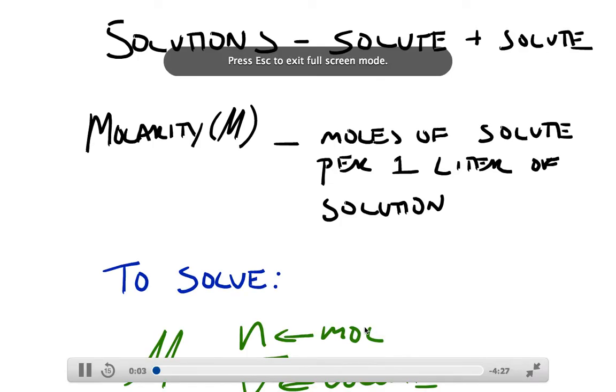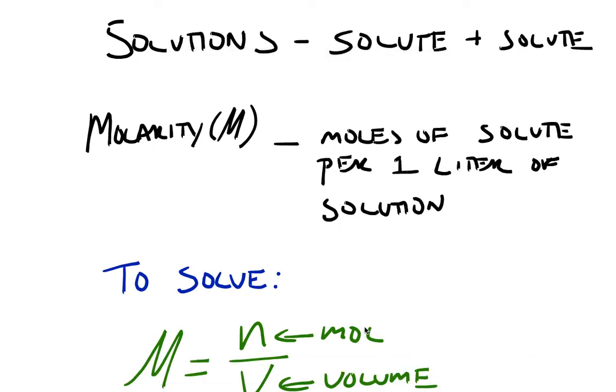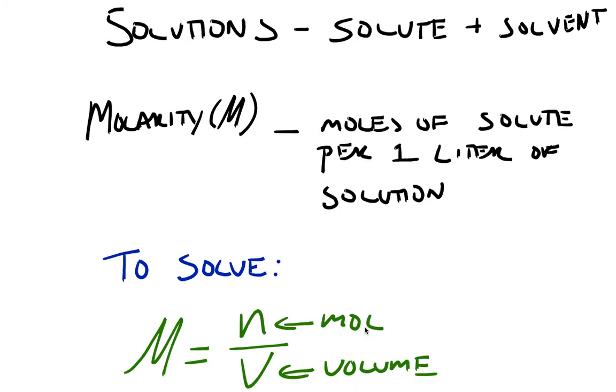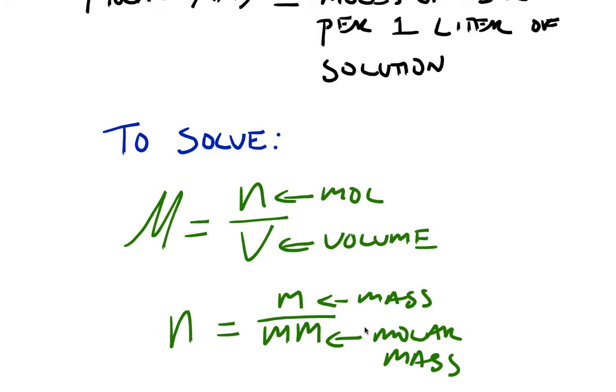Solutions. Solutions have part solute and part solvent. The solvent is what dissolves the solute, and the solute is what is being dissolved. Molarity refers to concentration. It's the number of moles of solute per 1 liter of solution. How to solve? Molarity equals number of moles divided by volume of the solution. And number of moles, remember, is the mass divided by the molar mass of that compound.